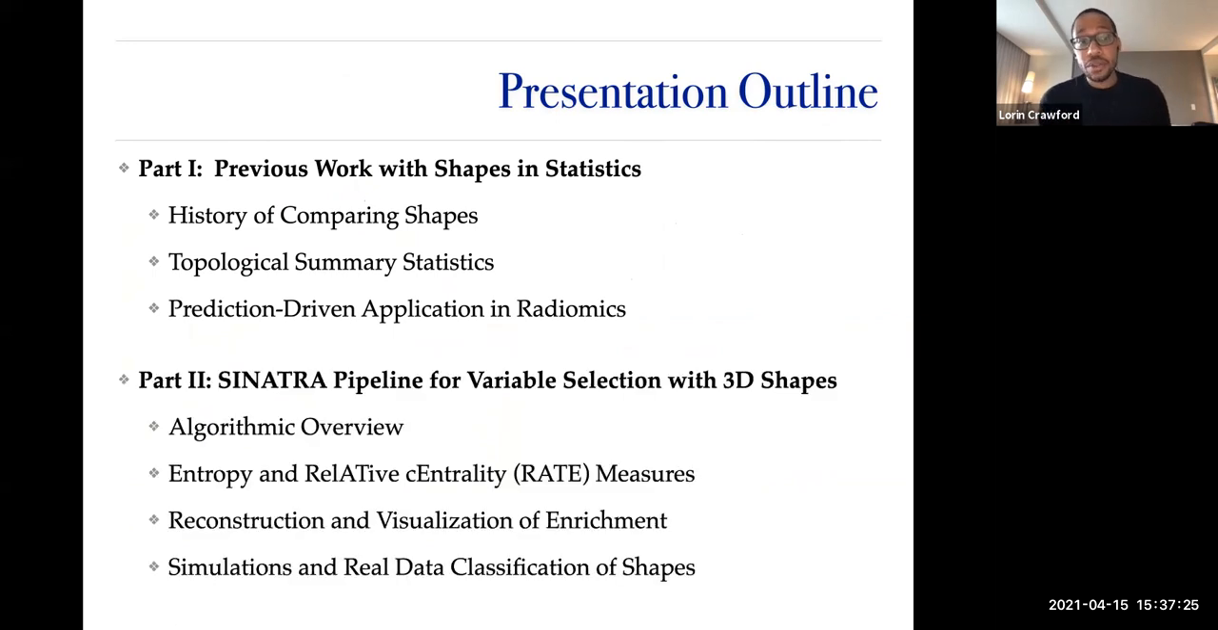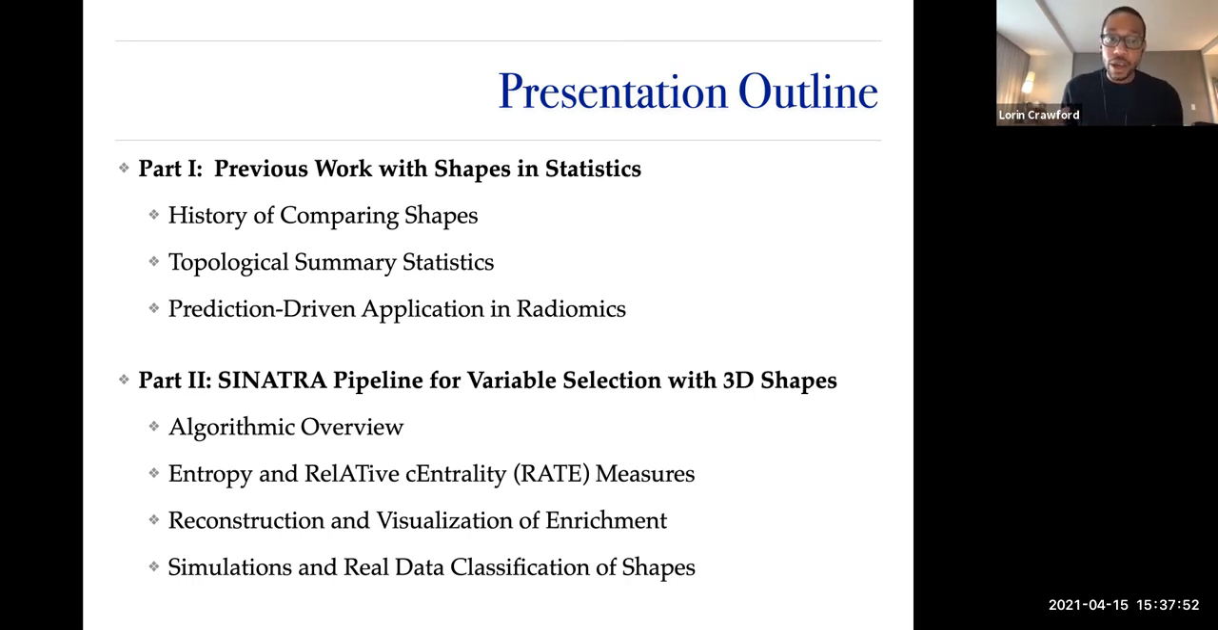And then we'll talk about this pipeline that we created called SINATRA, and I'll get into a little bit about the things past just the name that I love, which is a pipeline for doing variable selection on 3D surfaces. We'll talk about the algorithmic overview of this. I'll revisit this idea of the relative centrality measure. Some of you might remember this Michael Jordan slide. We'll get back into that just so people can re-see this example.